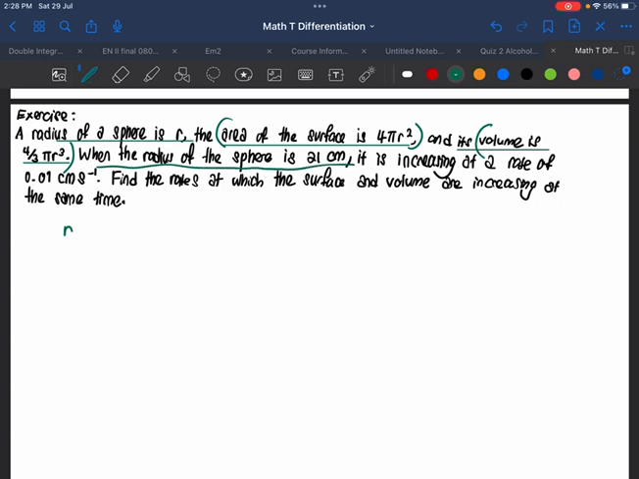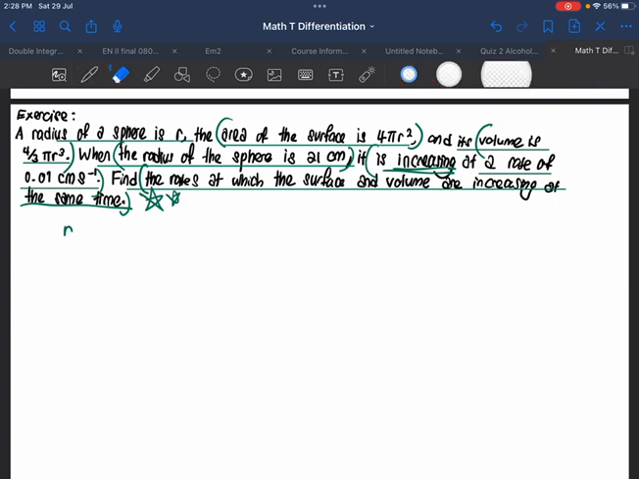When the radius of the sphere is 21 centimeters, it is increasing at a rate of 0.01 centimeter per second. And now find the rates at which the surface area and the volume are increasing at the same time. So here is a very important question. So how are we going to do this question?